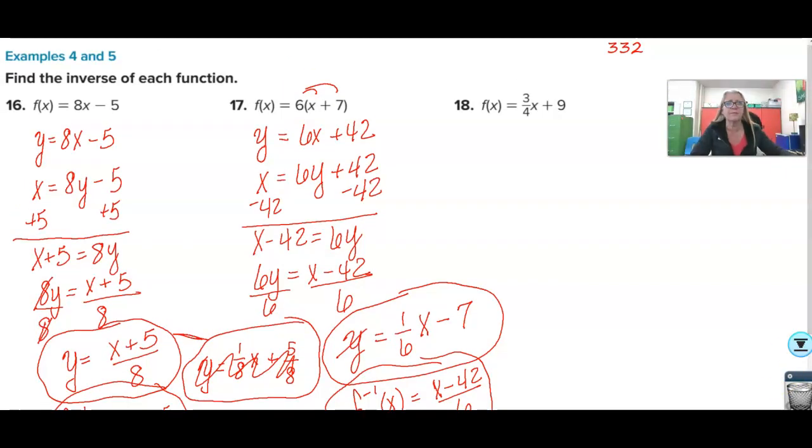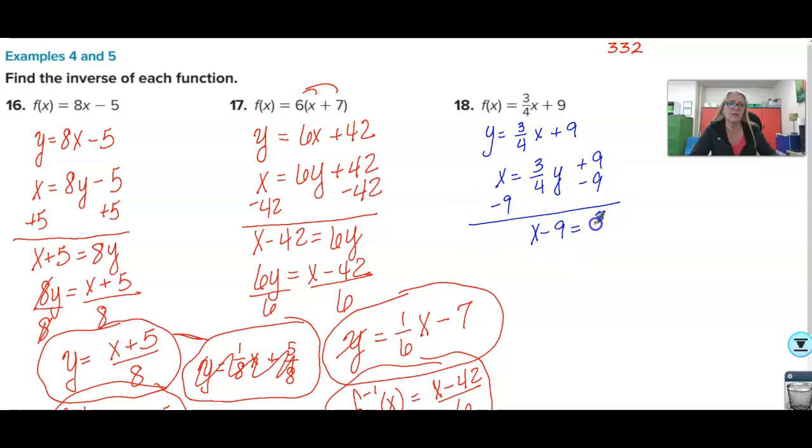There we go. Okay, so I think this is worth doing one more of these. Maybe I'll change color so it doesn't run into the other example. We take the f(x) out and replace it with y: 3/4 x + 9. We swap x and y: x = 3/4 y + 9. Subtract 9 from both sides, which gives me x - 9 = 3/4 y.